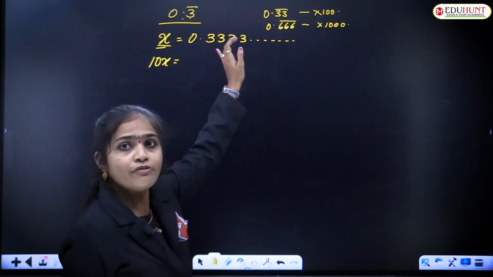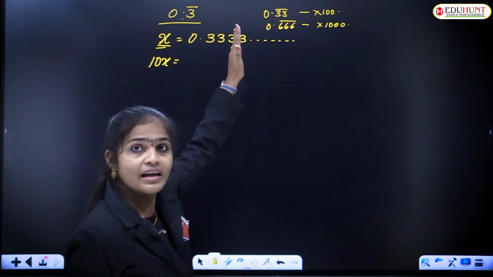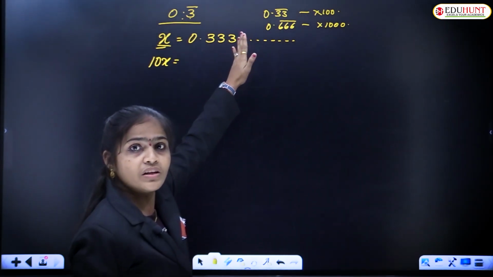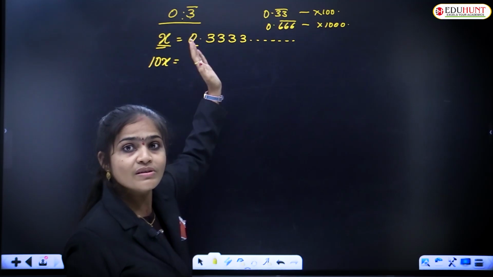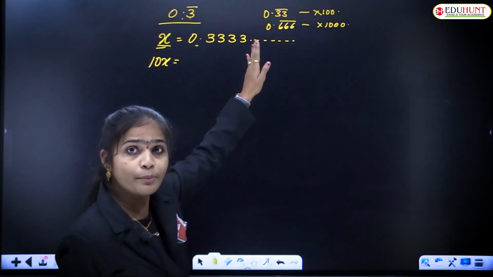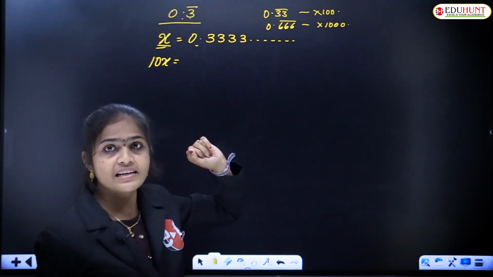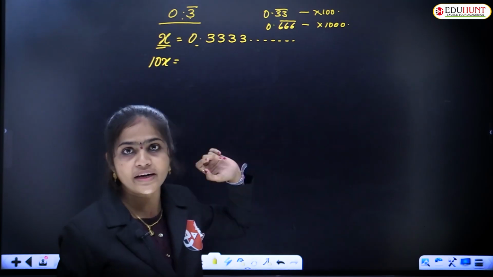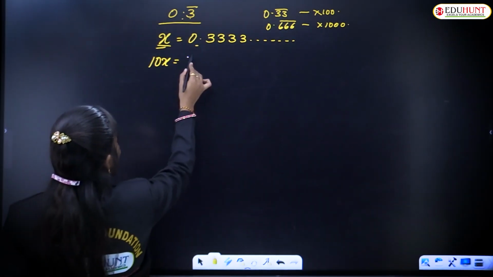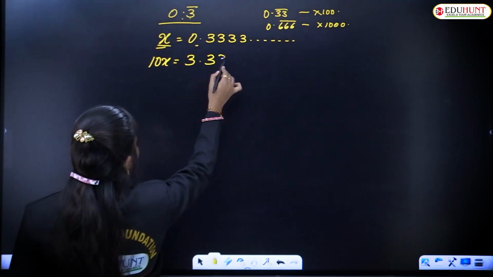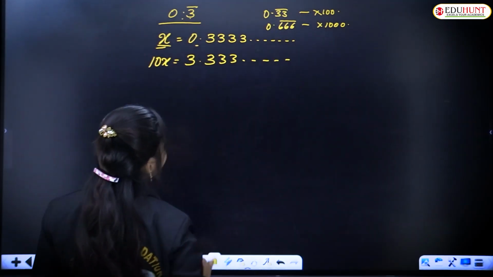This one also I want to multiply with 10. If you multiply a decimal number with 10, then we have to move the decimal point one digit. Decimal point moves to which side? The right side. How many places? Only one digit after, we have to keep that point. Why? Because we are multiplying with 10. So we get 3.333 and so on.